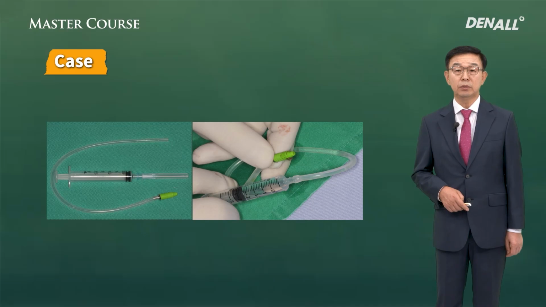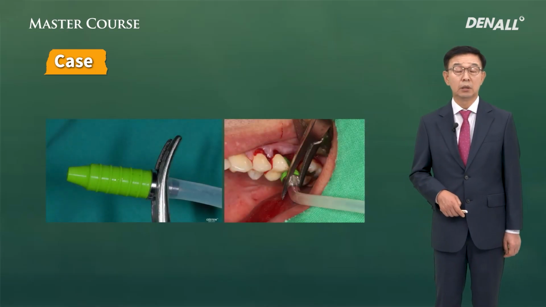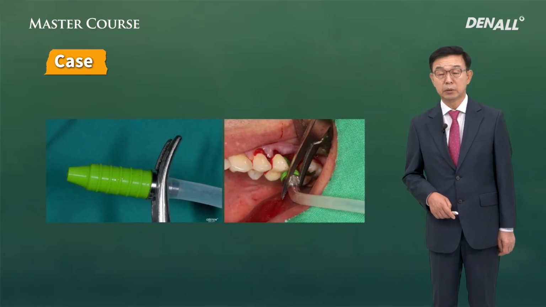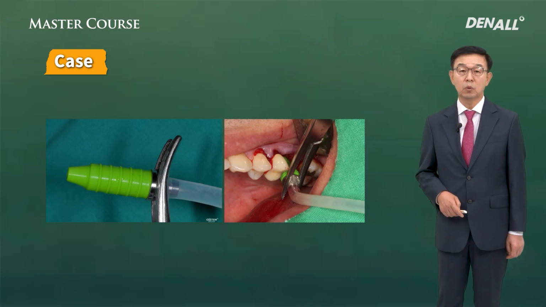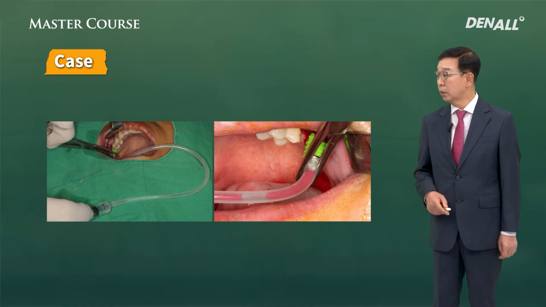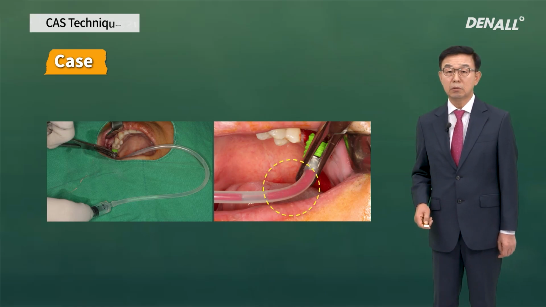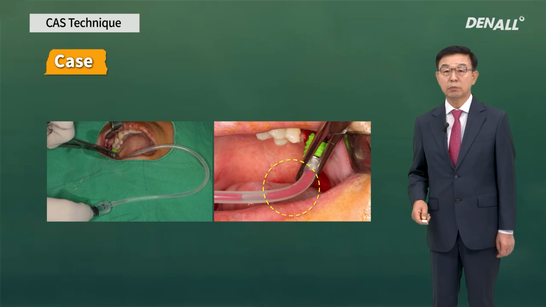A 3 cc syringe is used. You fill it with saline water. Also, tools for stopping blood are used so that it is held firmly. Push and withdraw is done. If you see a bloody mixture, you can confirm that hydrolift has been done.